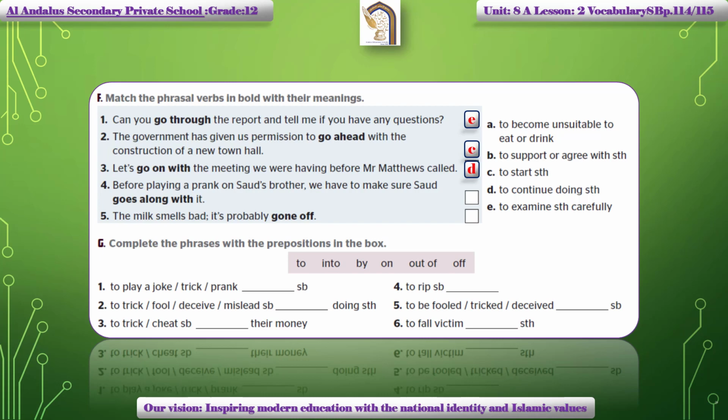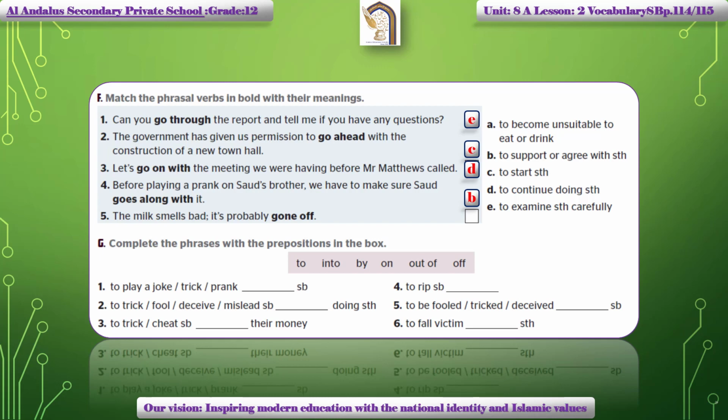Sentence 4. Before playing a prank on Saud's brother, we have to make sure Saud goes along with it. Goes along with means, nice answer, to support or agree with something. This is B.